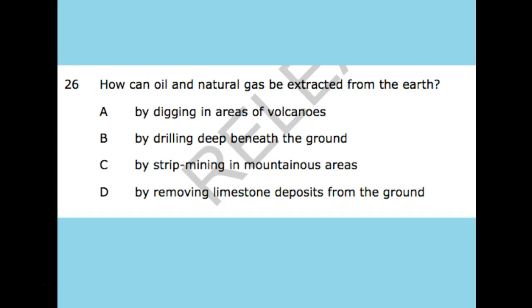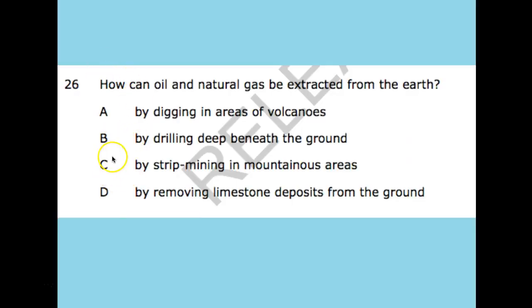How can oil and natural gas be extracted from the earth? So a lot of things are going to be mined or drilled from the earth. Oil, you're going to be drilling for that. Natural gas, you're going to be drilling for that, or using hydraulic fracturing. So drilling deep beneath the ground is going to be your answer. So no matter which one you're extracting, if you're doing hydrofracking or if you're drilling for the oil, it's going to be deep beneath our surface.